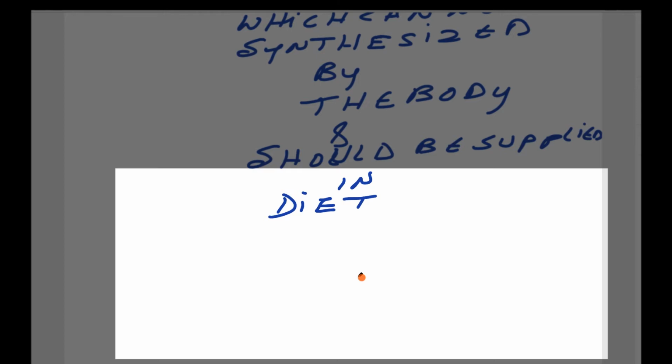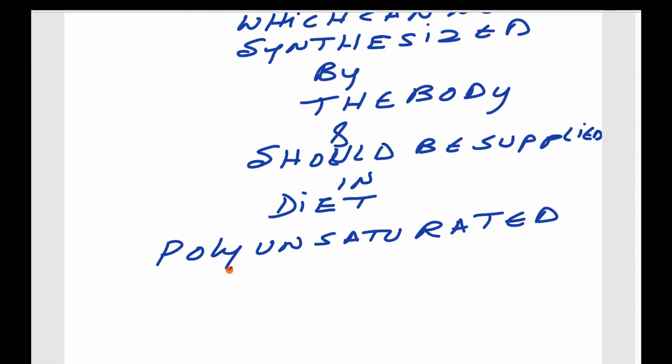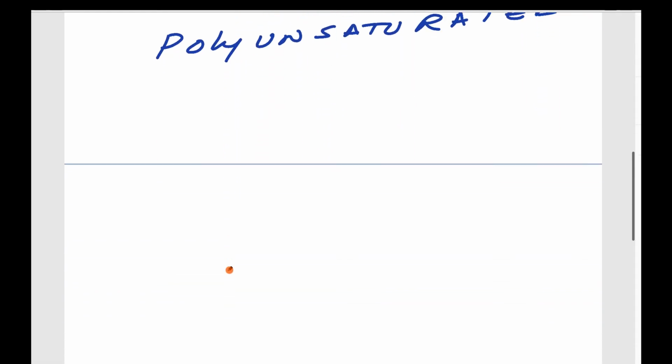Chemically, they are called polyunsaturated fatty acids. What does polyunsaturated fatty acid mean? It means it contains more than one double bond. More than one double bond.